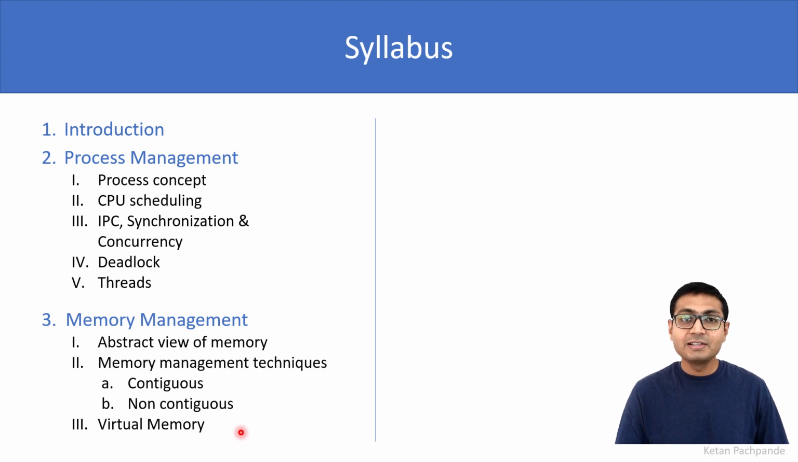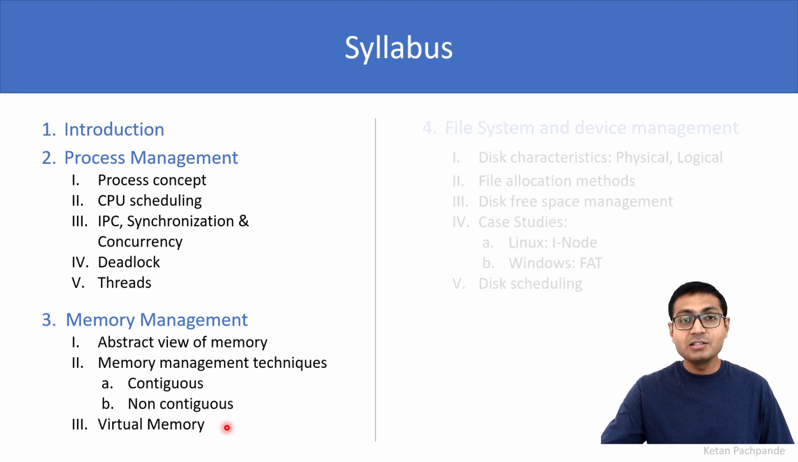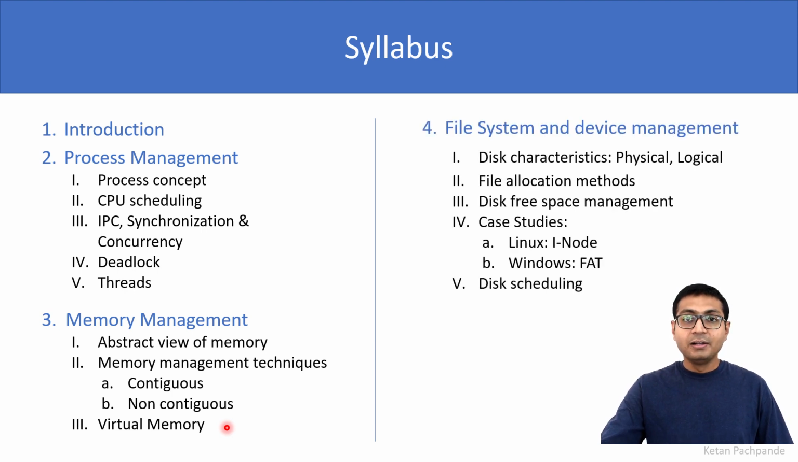Let's say your memory size is 1 GB and your process size is bigger, let's say you are playing a big game or you are loading a big software like Photoshop. It requires more memory. So that's how we will learn how the OS manages the execution of bigger processes in smaller memory. The last chapter I will be discussing is the file system and device management.